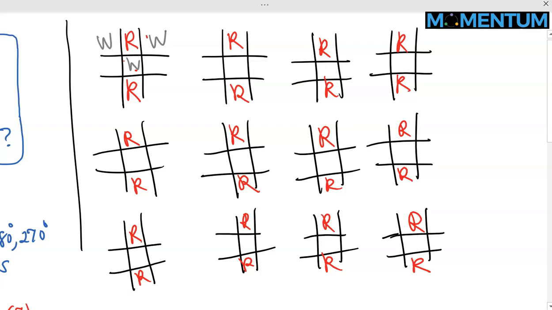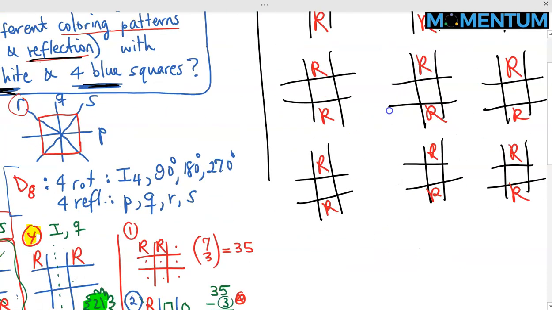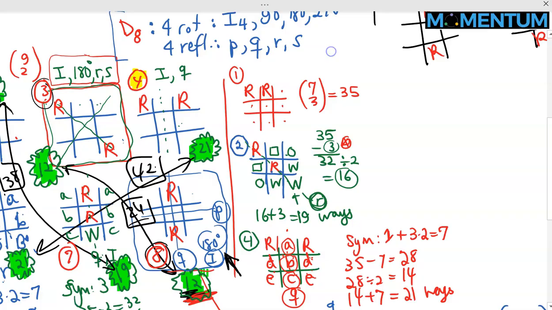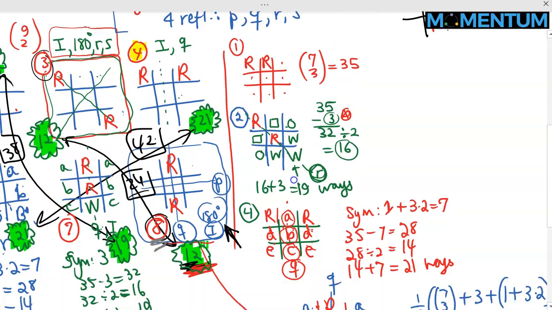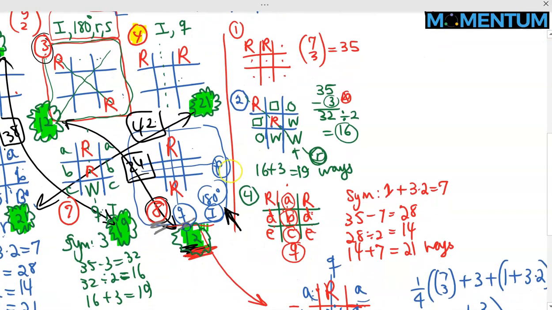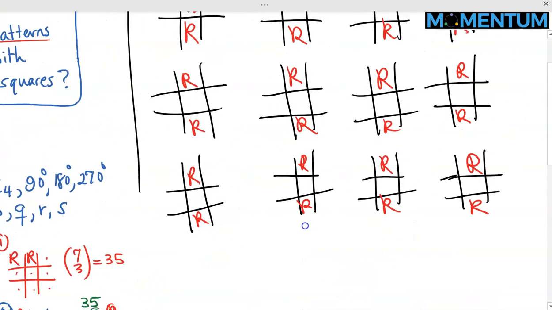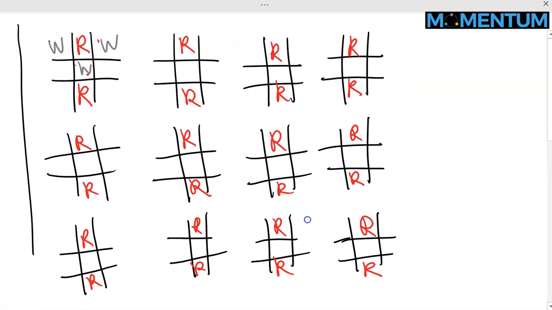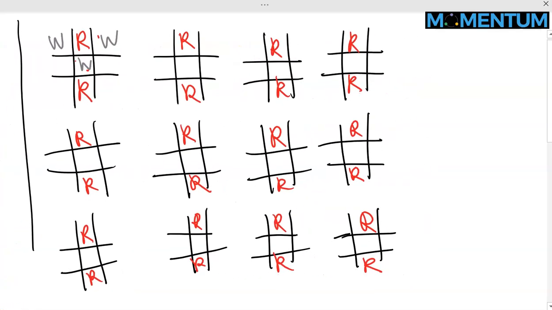How many ways can this happen? Well, remember that I'm just doing it for the last case. This is case 8. In case 8, the symmetries were P, Q, QP, I, and 180 degrees. The horizontal, the vertical, and then the 180 degree rotation.